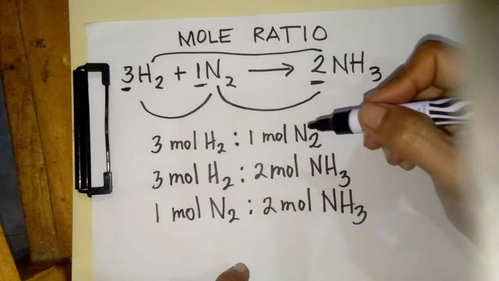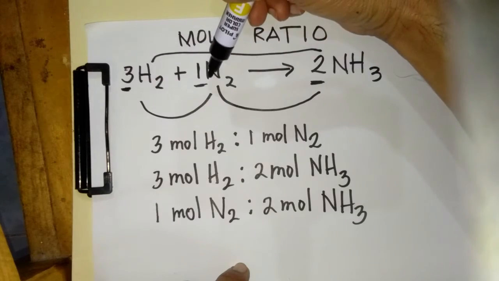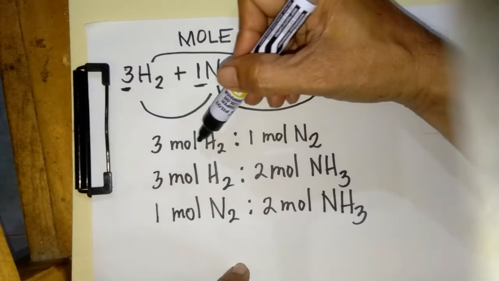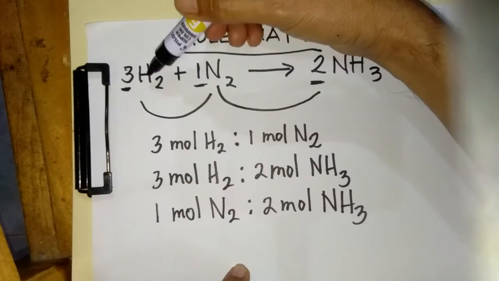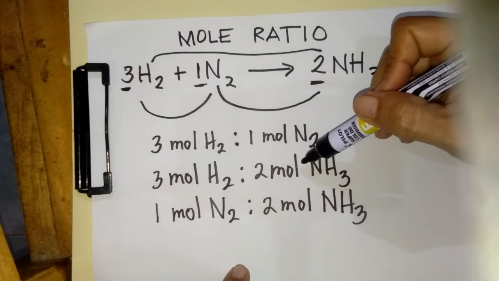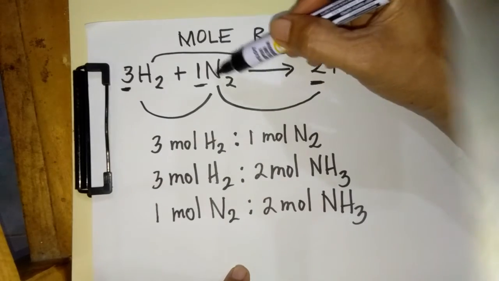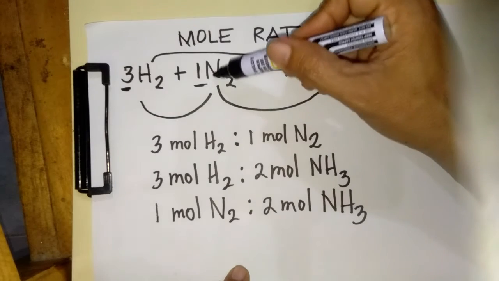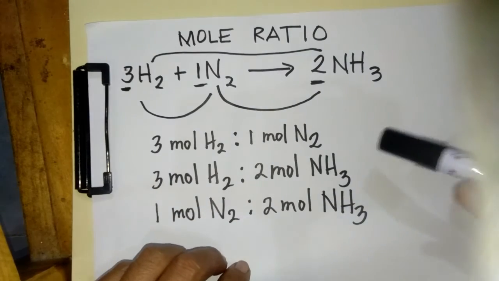So this can also be vice versa; it can be reversed. So 3 moles of H2 is to 1 mole of N2, or 1 mole of N2 is to 3 moles of H2. Another one is 3 moles of H2 is to 2 moles of NH3, or 2 moles of NH3 is to 3 moles of H2. 1 mole of N2 is to 2 moles of NH3, or 2 moles of NH3 is to 1 mole of N2. So that's one example.